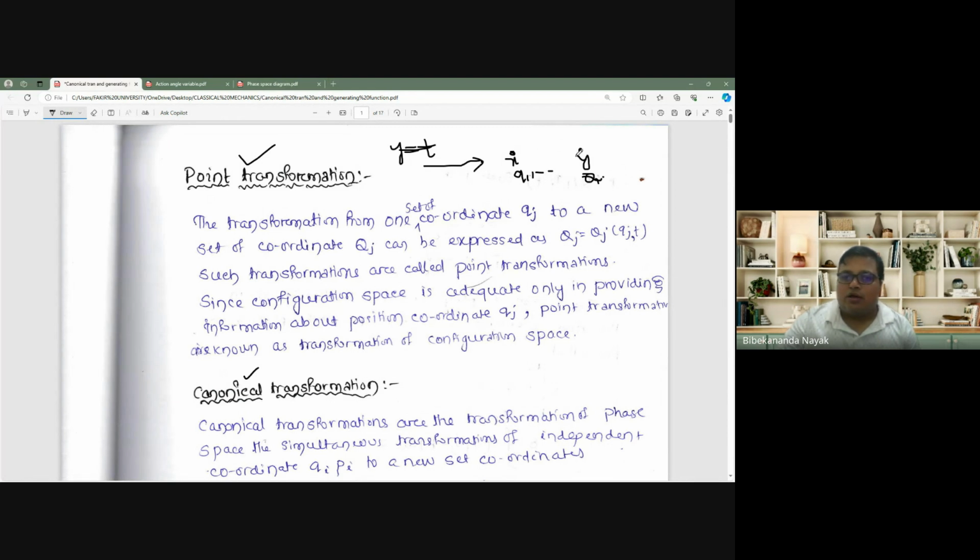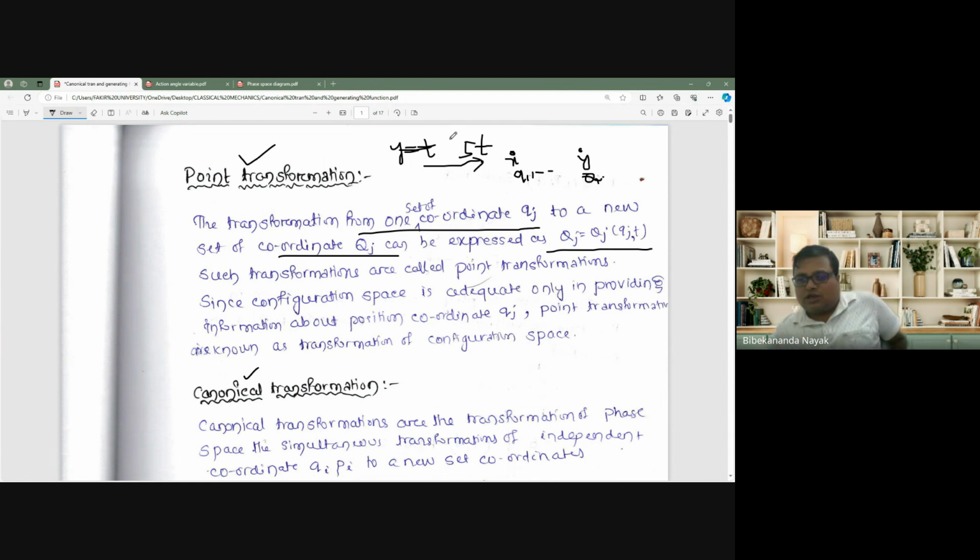The transformation from one set of coordinates qj to a new set of coordinates capital Qj can be expressed by this equation: capital Qj is a function of small qj and t. Just like your y, you put y is equal to 5t or y is equal to xt. So it is a function of qj and t. Such transformations are called point transformations.